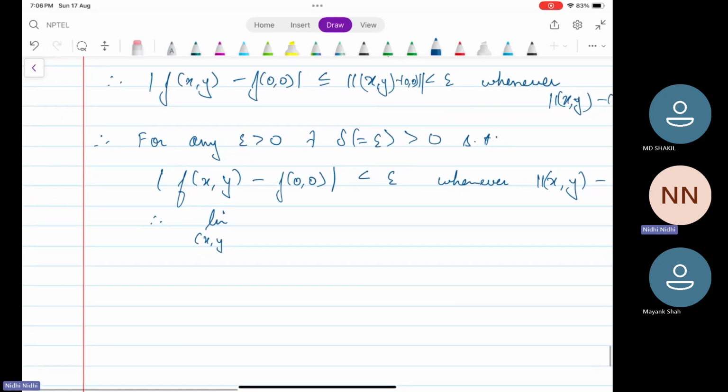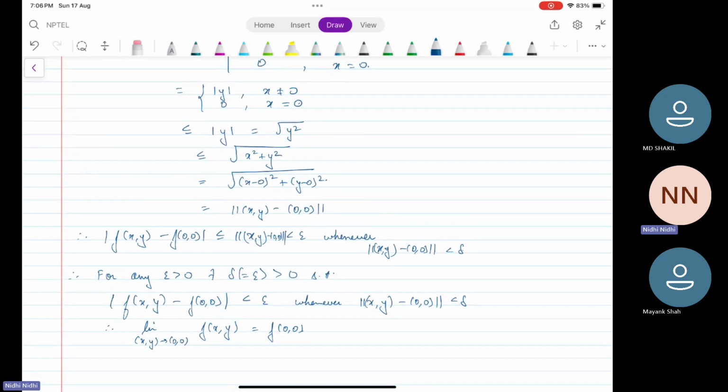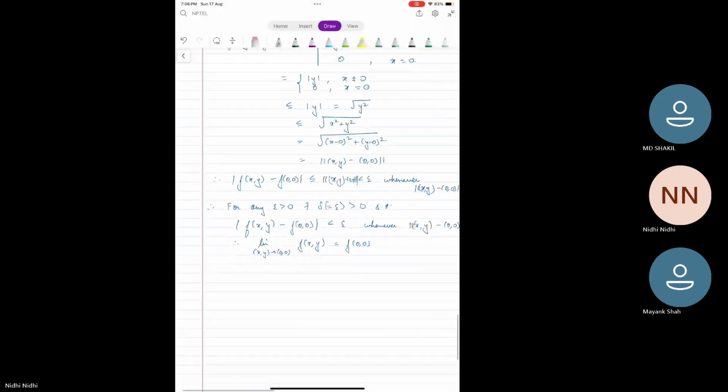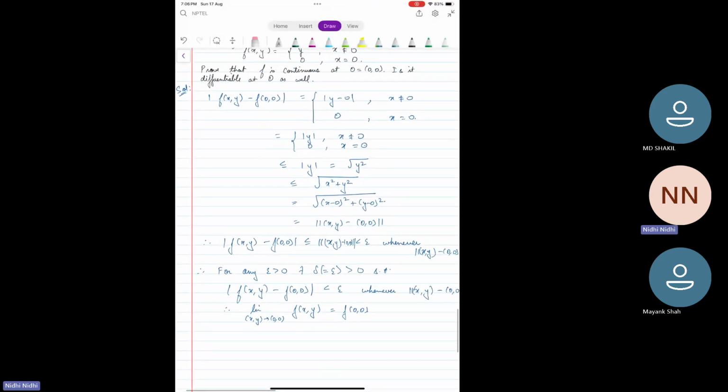Therefore, the limit as (x, y) tends to (0, 0) of f(x, y) is equal to f(0, 0). Hence, the function f is differentiable. Sorry, continuous. I hope this is clear how the function is continuous.